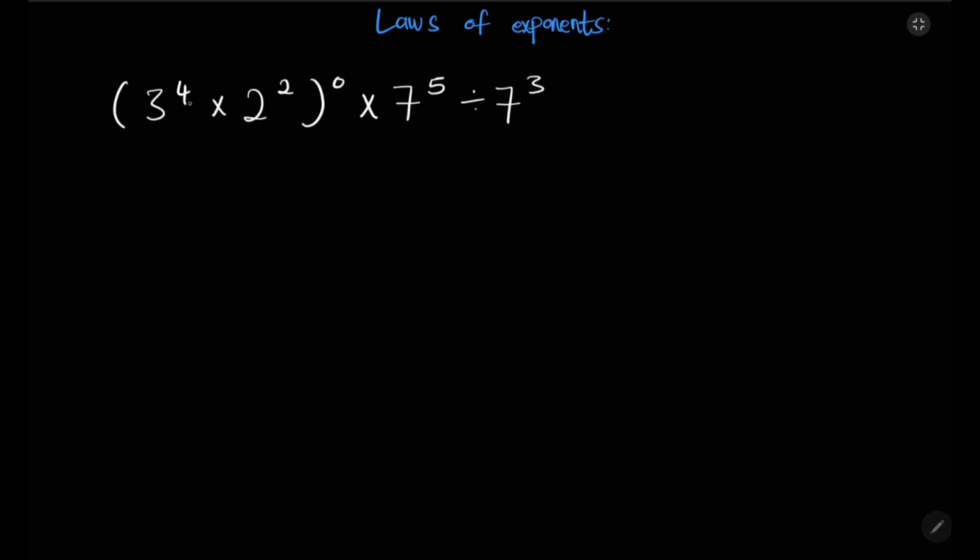Let's try 3 to the power 4 times 2 to the power 2, then we have to the power 0 outside our bracket, times 7 to the power 5 divided by 7 to the power 3. How do we solve this? We can start with this part. We can simplify what's in the bracket. Okay. We have 3 to the power 4 times 2 to the power 2. Then we have 0 outside. So we can write down this base, which is 3.